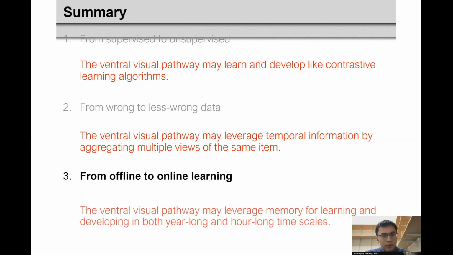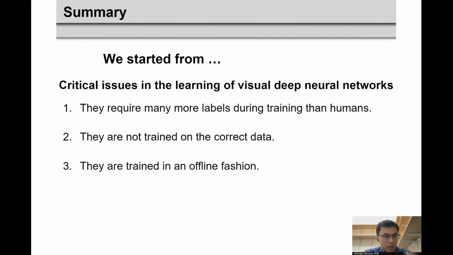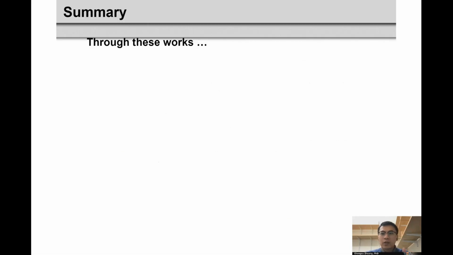Okay, so what I have just shown in this project is that the ventral visual pathway may leverage memory for learning and developing in both year-long and hour-long time scales. However, you should not just use the recent AI algorithms. So in this talk, we started from having these three critical issues in the learning of visual deep neural networks: requirement of labels, not being trained on the right data, and training in this offline fashion.